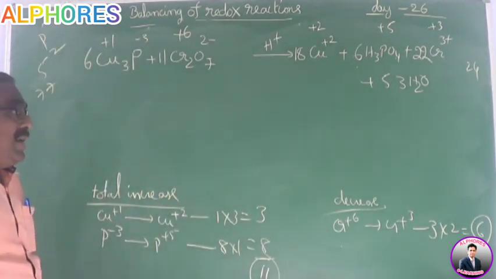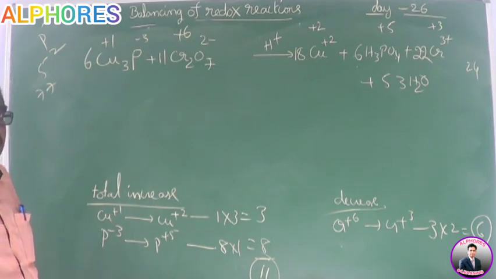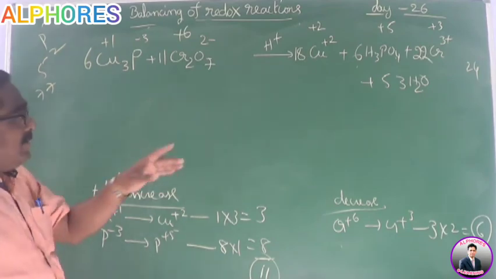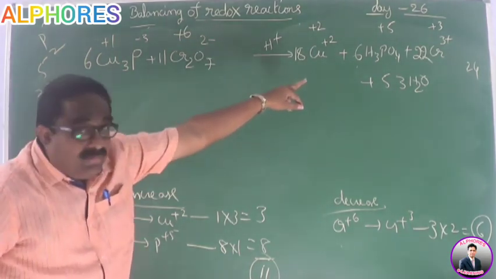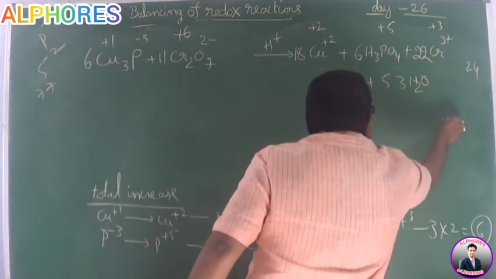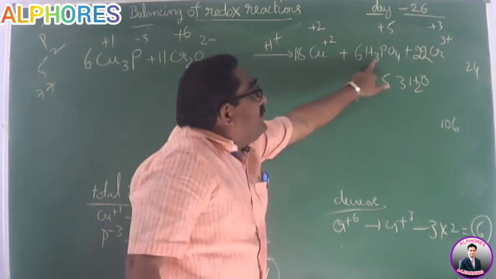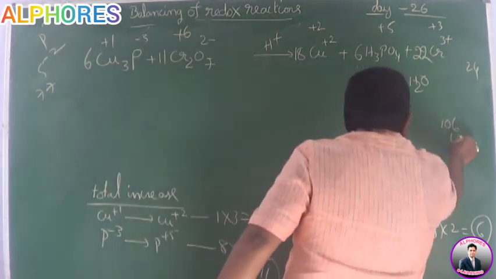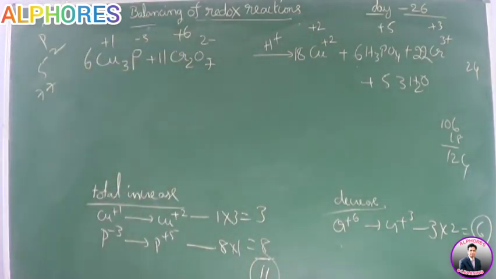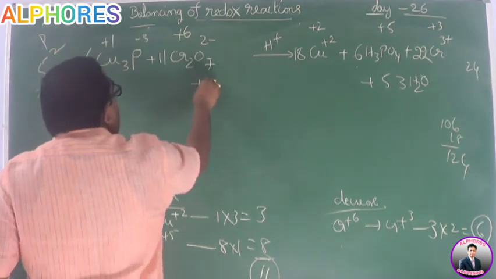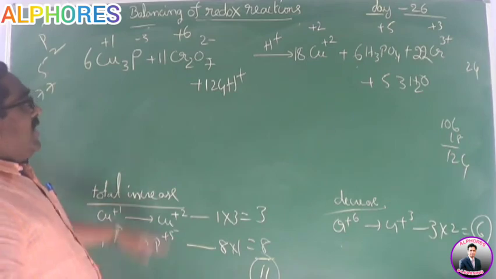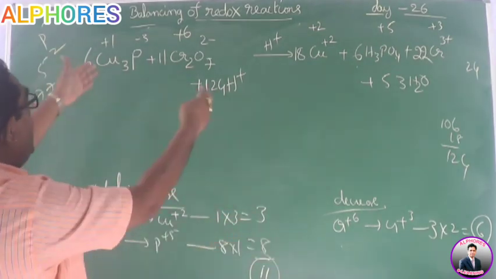Now let me balance the hydrogen. The usual mistake will come here: 53 H2O, 53 into 2, so 106 is blindly written here. Wrong. Already some hydrogens are there. So 53 into 2, 106, plus 6 NH3s are there, 6 into 3, 18. Total 124 on the right side and no single hydrogen on the left side. So you should balance this exactly with 124 H plus ions. Now it is correct.